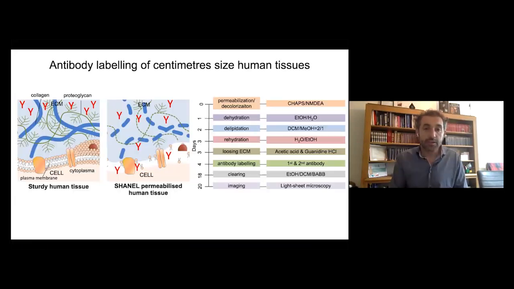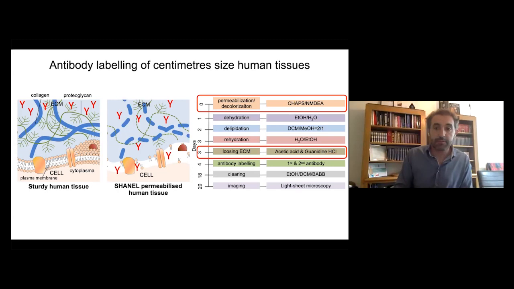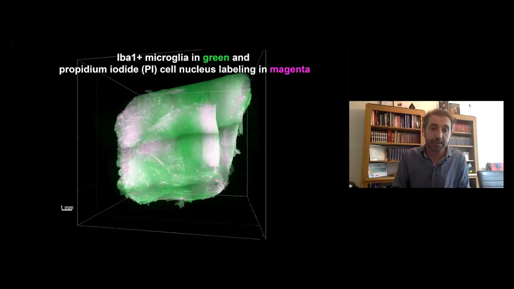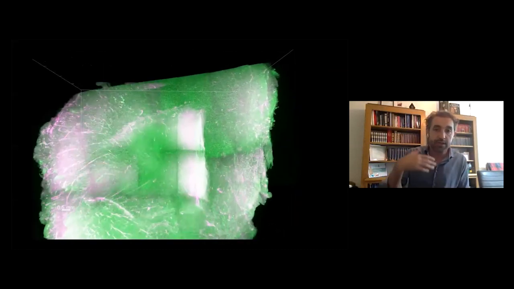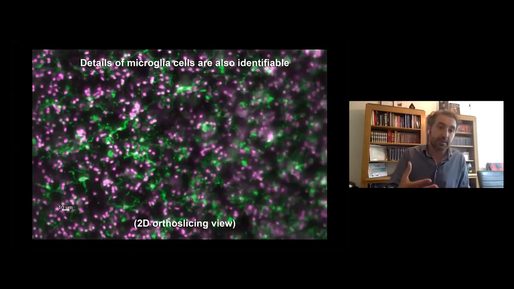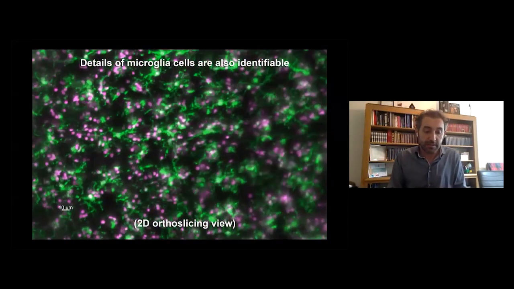So in addition to using dyes, we could also do large tissue antibody labeling. I already mentioned CHAPS helps us with permeabilization, but we also identified two additional chemicals, acetic acid and guanidine HCl, that help us loosen the extracellular matrix, therefore allowing antibody labeling on human tissue more than a centimeter thick. For example, here is a human brain cortex tissue labeled with IBA1 in green. You can see the white matter with a lot of microglia, gray matter less, and again white matter with a lot of microglia. There are millions of microglia. Not only their cell bodies, we can also see their morphological details.